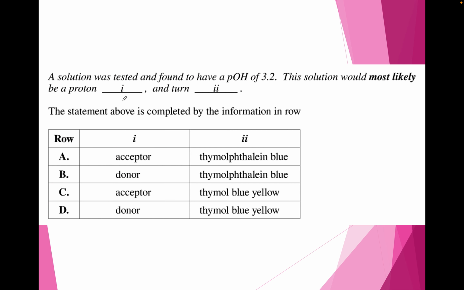Moving on from this, we have a solution that's tested and has a pOH of 3.2. If you're better with pH than pOH, just subtract that from 14. So if you did 14 minus 3.2, we're getting 10.8. And then I think it's easier to tell, because most students understand the pH scale better than the pOH scale, that your solution is a base. So the solution would most likely be a proton acceptor. If your solution was a base, it would not donate hydrogens, it would accept hydrogens.